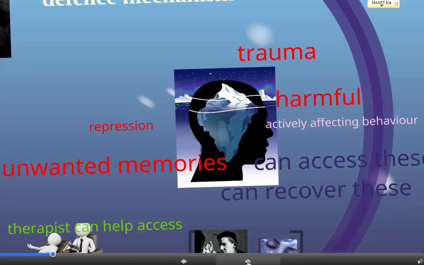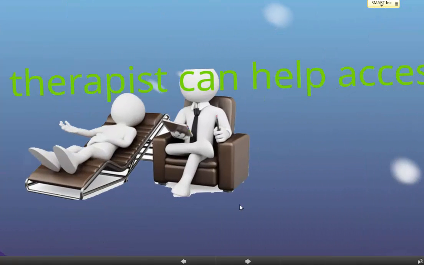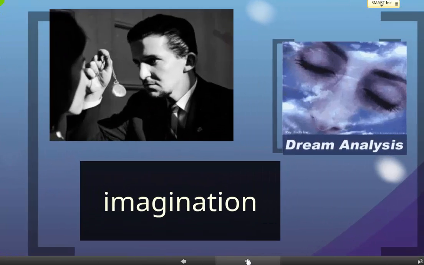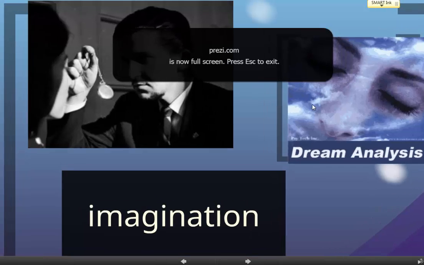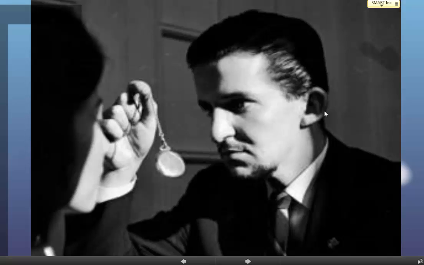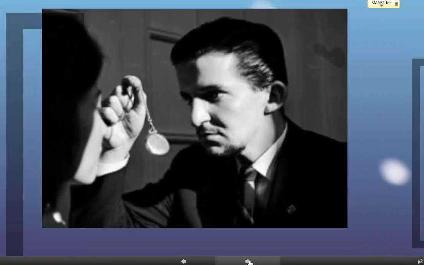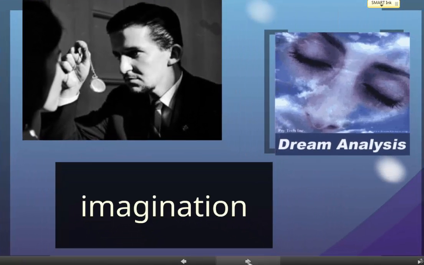How do we do that? Well, usually with the help of a therapist. What sort of techniques do they use? We'll talk about that later, but we're talking about hypnosis. We also talk about dream analysis and also imagination techniques. Okay, all very subjective, all have difficulties and problems surrounding them, and we'll talk about that in a moment.